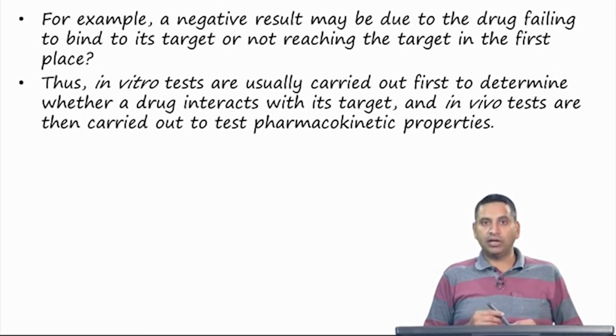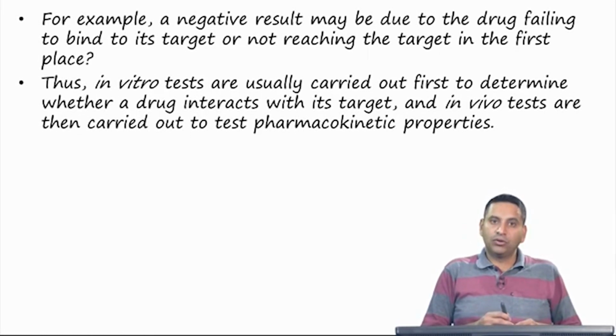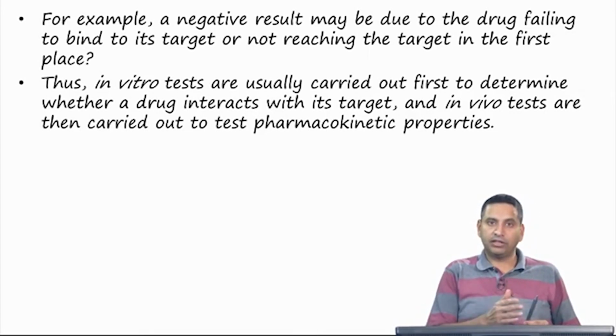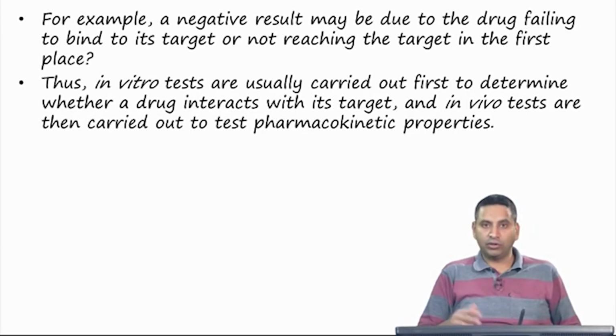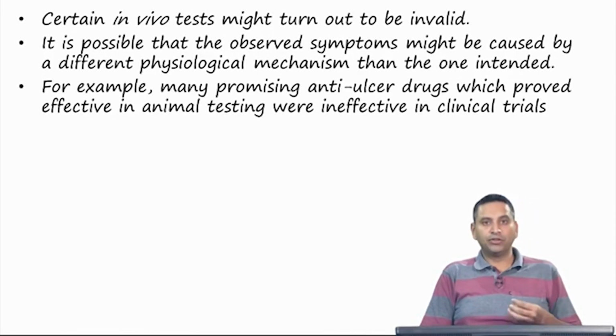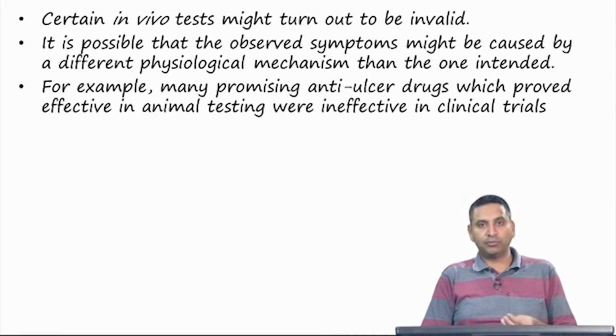So, for example, a negative result may be due to the drug failing to bind to its target or not reaching the target in the first place. So, in vitro tests are also carried out to determine whether the drug interacts with its target, and then in vivo tests are carried out to test the pharmacokinetic properties. Certain in vivo tests also turn out to be invalid. So, for example, the observed symptoms might be caused by a different physiological mechanism than the one intended.